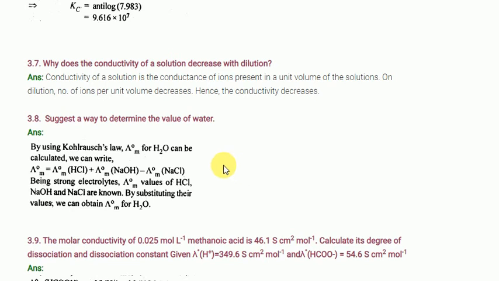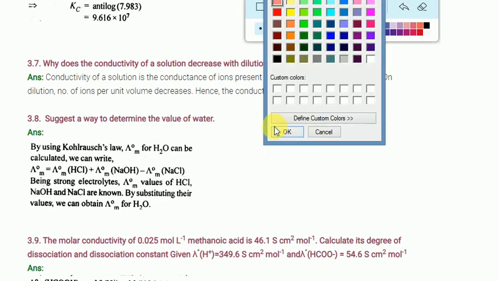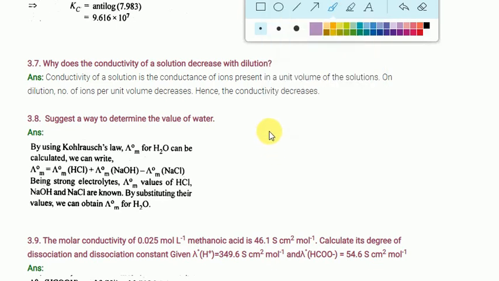Next problem: why does the conductivity of a solution decrease with dilution? We are discussing the conductivity of a solution, here specific conductivity. Students, just remember the most important thing here: calculating specific conductivity means I am calculating the conductance in this small area.